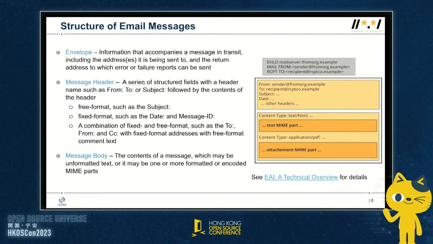The message header is that which is displayed when you receive an email before you open it to read it. And then there's the body, which is what you read, the content, the payload. The header contains a mixture of freeform things, chiefly the subject, and structured, the addresses and other data.